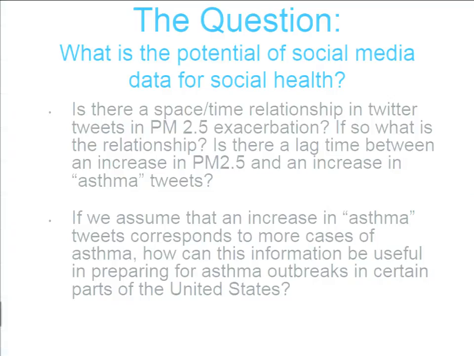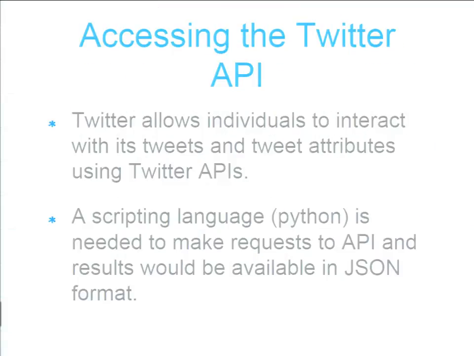If I assume that if there are more cases of asthma, people are more likely to tweet about asthma, and I observe that there's some sort of relationship between increases in particle matter 2.5 levels and asthma-related tweets, can I somehow use this information to prepare for future outbreaks in certain parts of the United States? So that was my question in this.